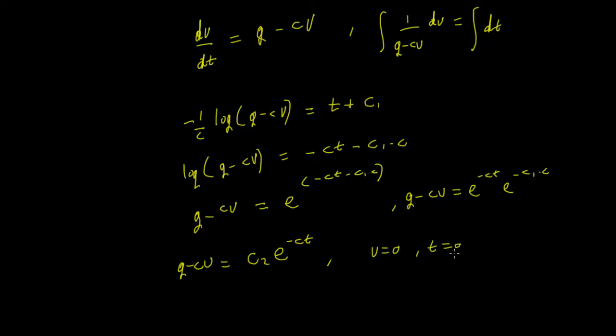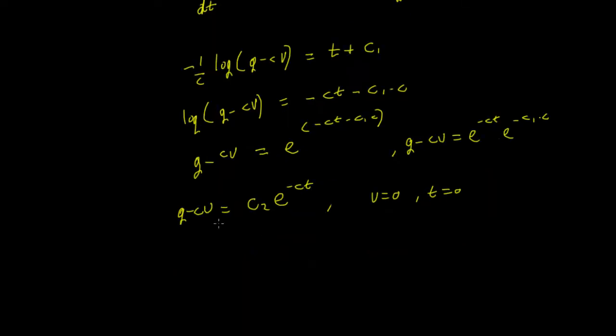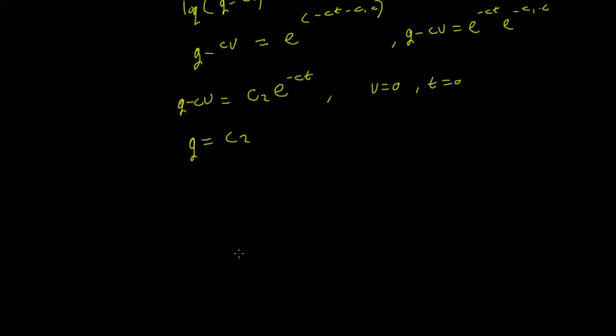Okay, now if we say that v equals 0 whenever t equals 0, then we put this in here: v equals 0, so that term will equal 0, and we just have g there. When t equals 0, the exponential term would be 1, so we just have g equals c2. Okay, so those are our initial conditions, so we can say that g equals c2.